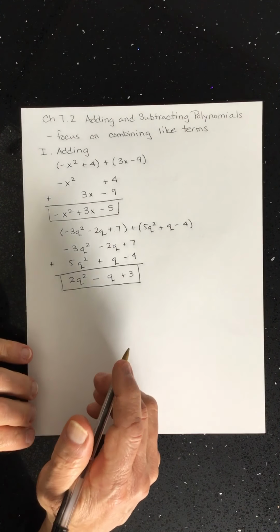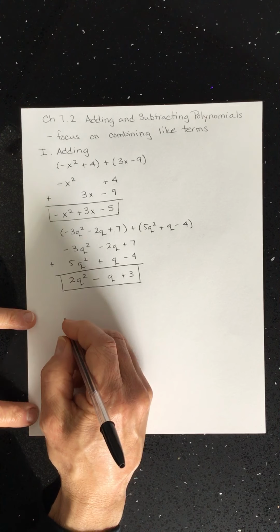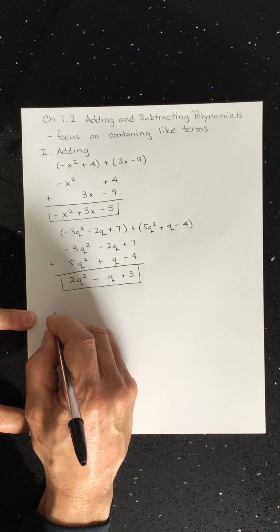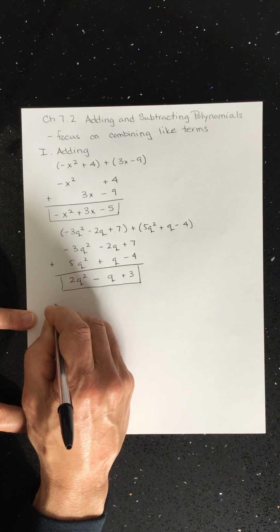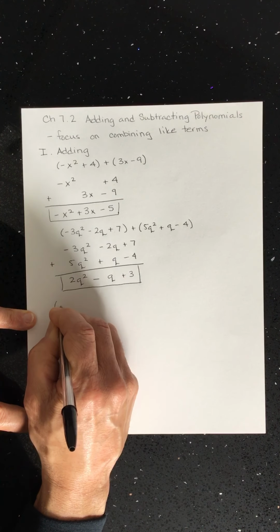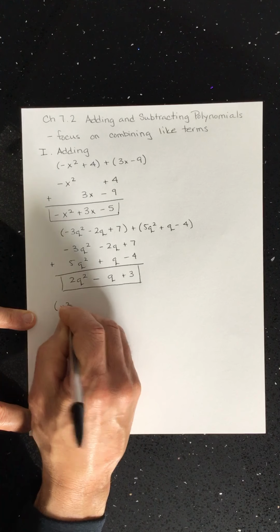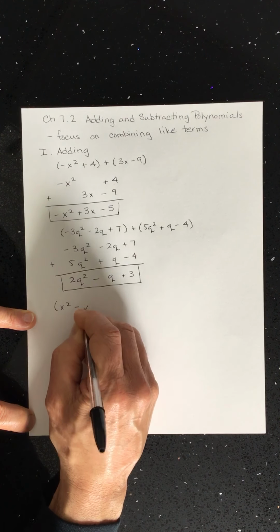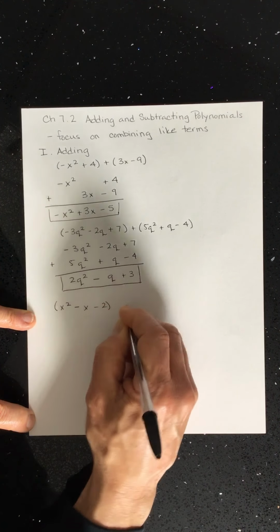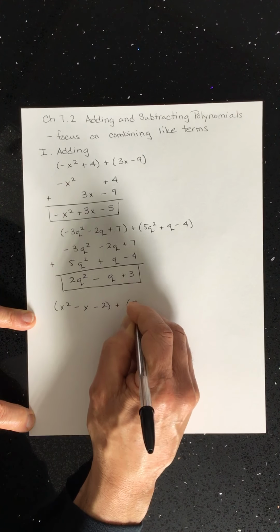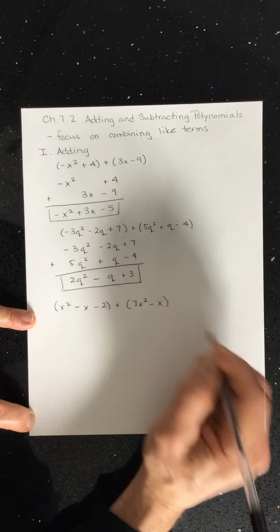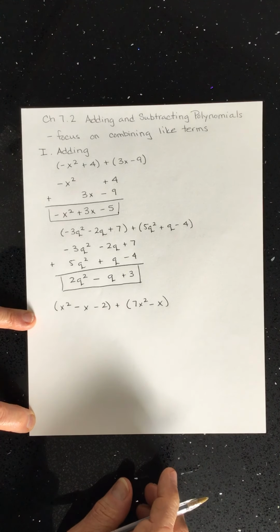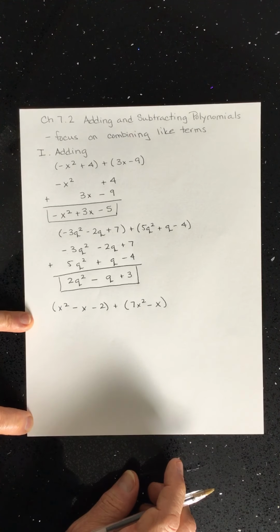So now I'd like you to pause this for a moment. Well, excuse me. Let me write the example first, then you can pause it. The quantity x squared minus x minus 2 plus the quantity of 7x squared minus x. So why don't you go ahead and take a moment, pause the video, do that one.